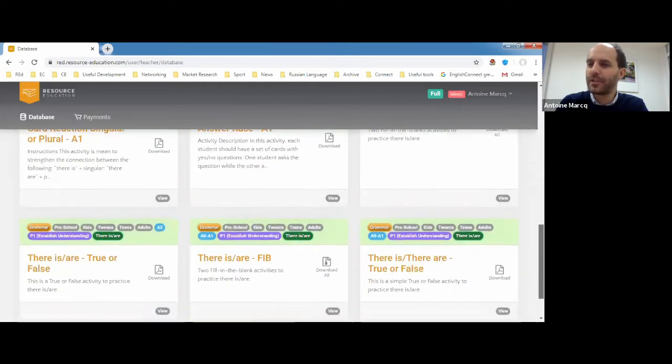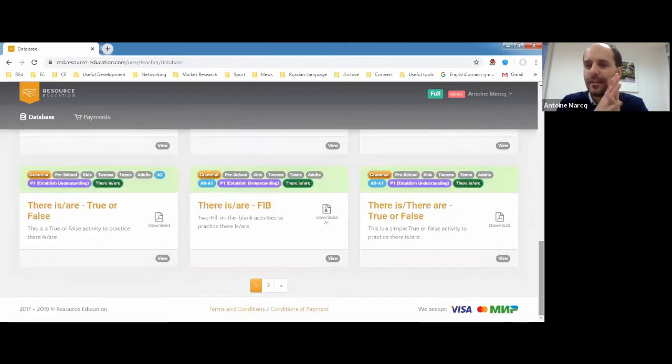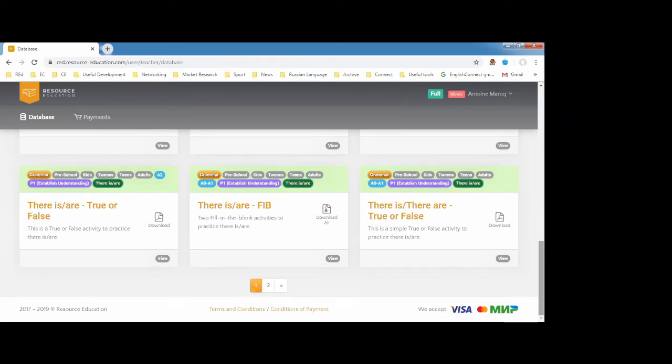Do you have any questions or comments on this? Everything is clear? So just to sum up again, there is, there are, the request for there is, there are last week. We have 2 different types of P1s, 3 different types of P2s, and 1 P3 for both levels. Okay.